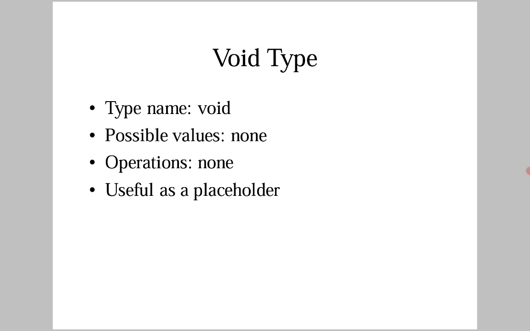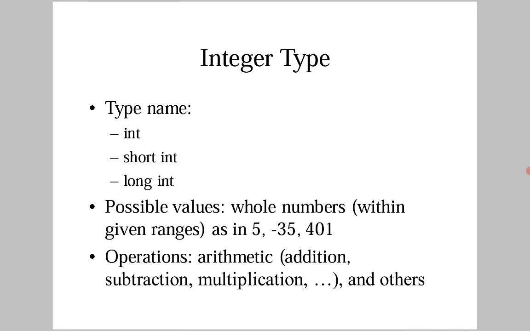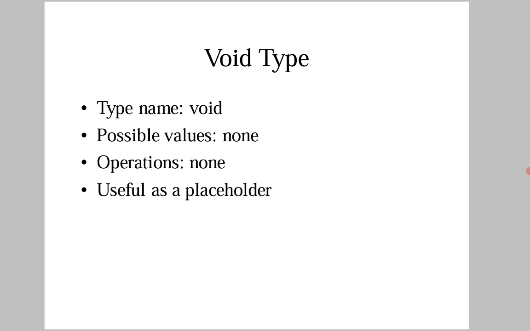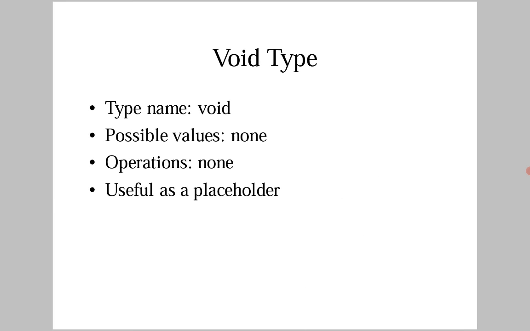So we discuss the data types one by one here. First one is the void data type. What is a void data type? Void means nothing, or null data type. Type name is void. Possible values are none. Operations none. Useful as a placeholder. Generally void data types are used along with functions only.